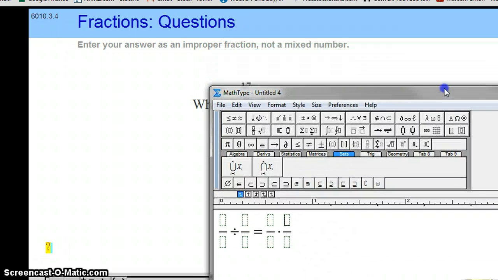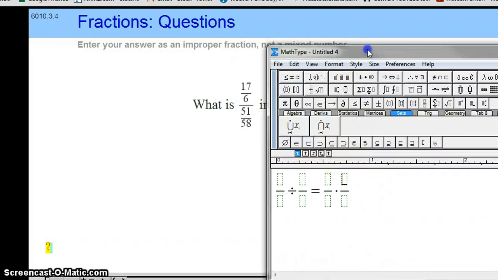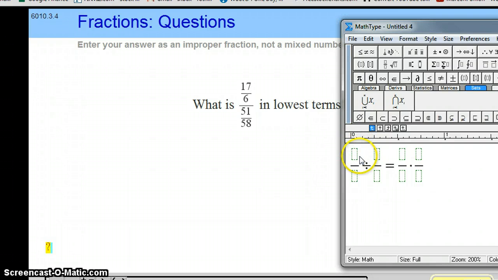One thing to remember before we start is that a division problem with fractions can always be written as a multiplication problem. That will help us. So we have 17 over 6 divided by 51 over 58, and that's what this is. It's a little hard to see, so if you get confused, just rewrite it as this. Dividing fractions is always multiplication by the reciprocal. So this is a good trick to remember.